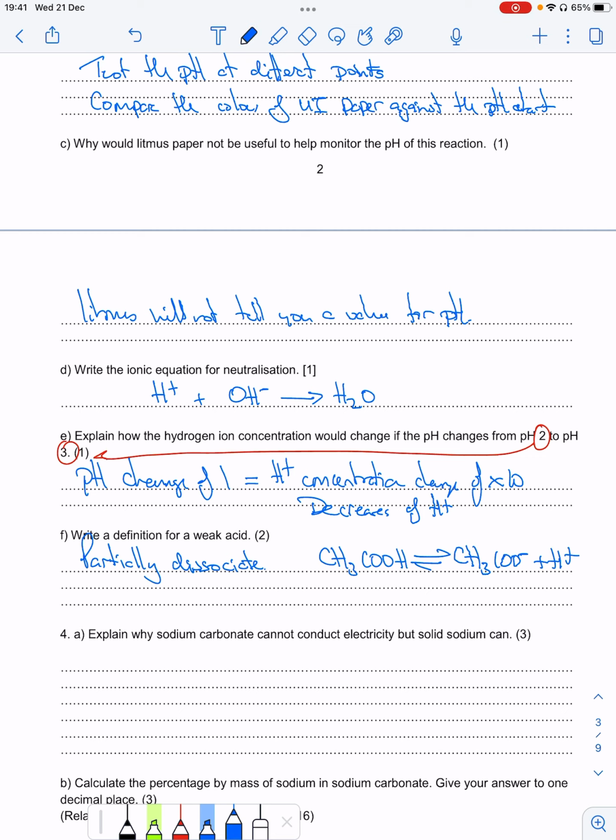So they partially dissociate, and this means that fewer hydrogen ions are produced. You're not going to get as many hydrogen ions because the equilibrium actually sits on this side. It doesn't dissociate as much.